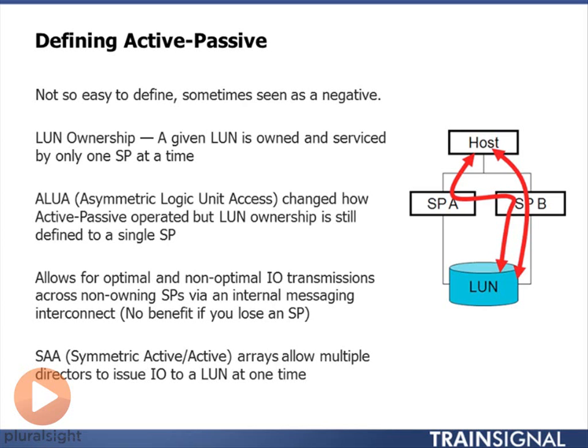Symmetric active-active, so SAA. This would be an AAA array. So a typical VNX would be an AAA array. A Symmetrix or VMAX would be an SAA array, able to provide active-active connectivity to a LUN at any one time. So it's able to traverse multiple controllers or directors and get access to that LUN on the back end, that big blue line, right?